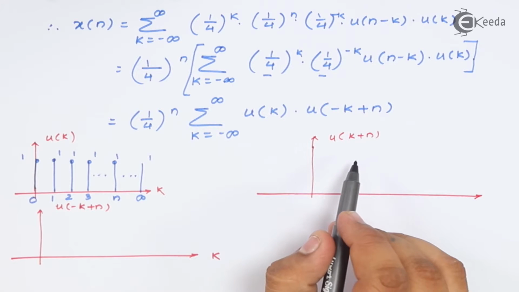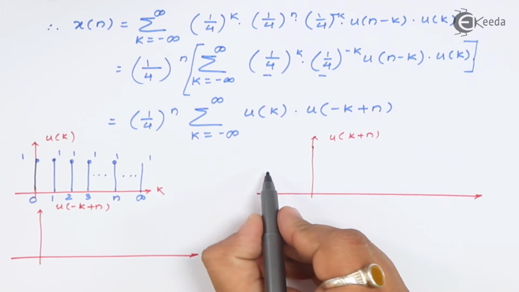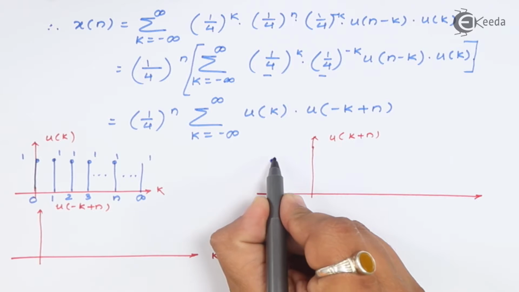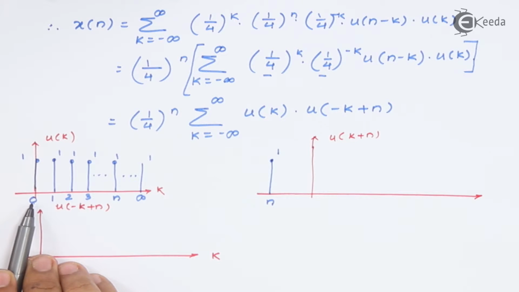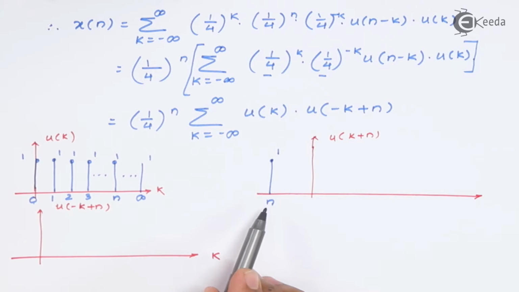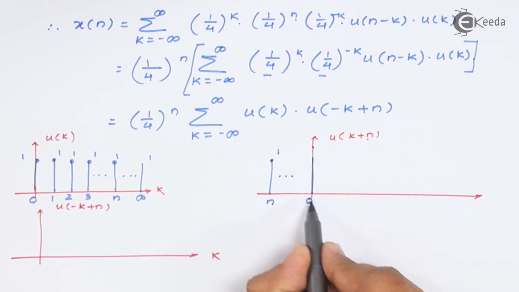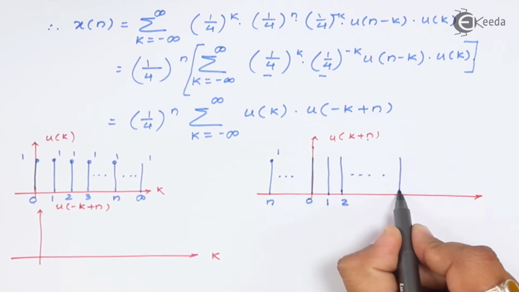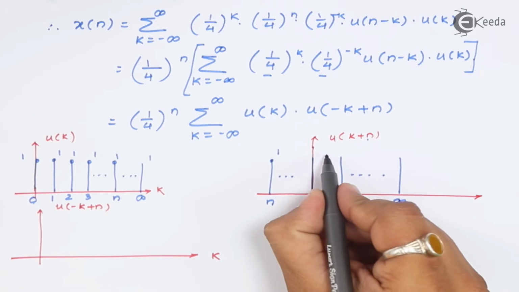This graph is advanced, or you can say shifted to the left-hand side by value n. So I'll draw this graph from here. The graph is shifted, which means the origin is now shifted to the left-hand side by value n. This graph will be continued till infinity.